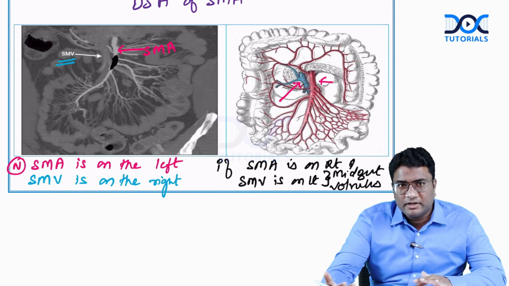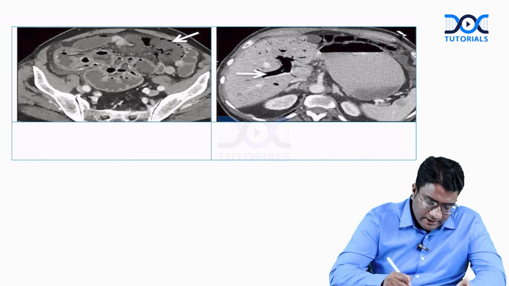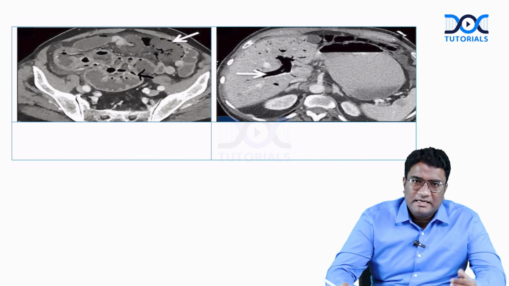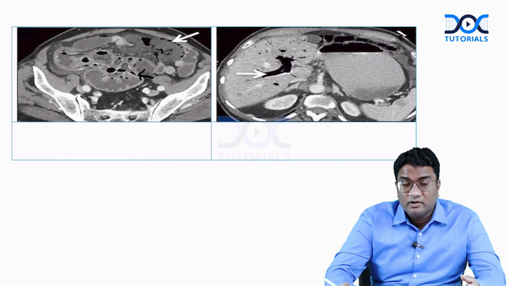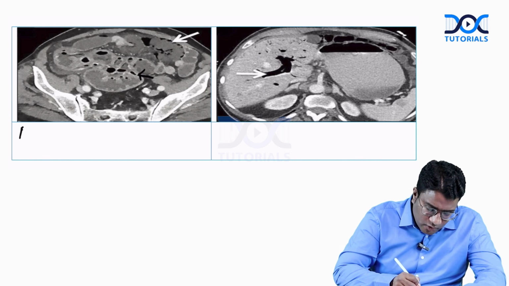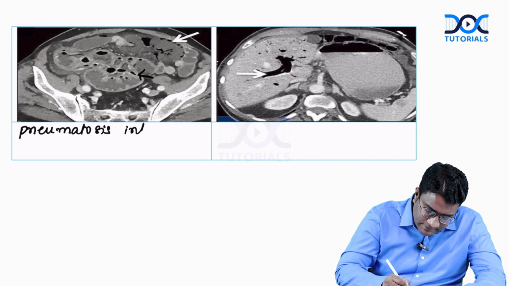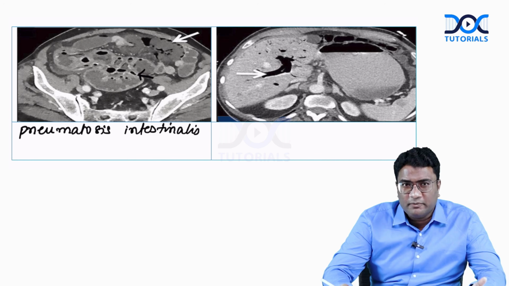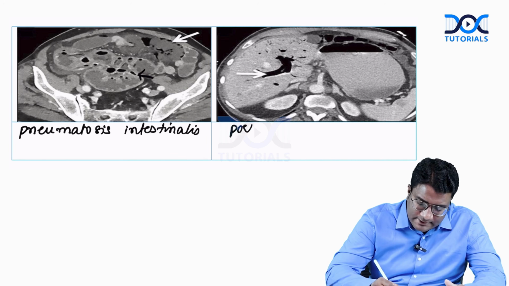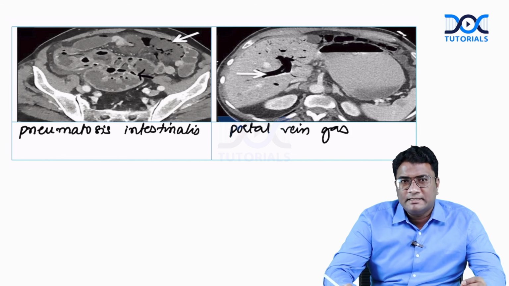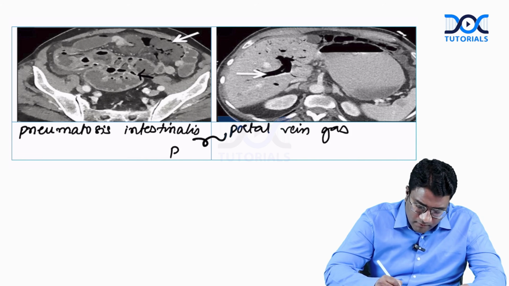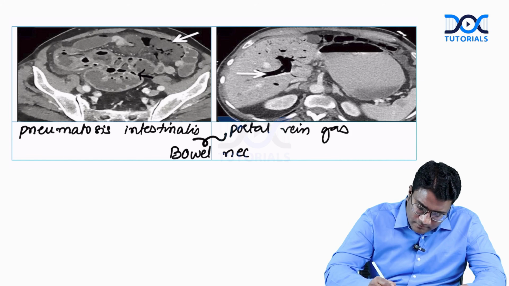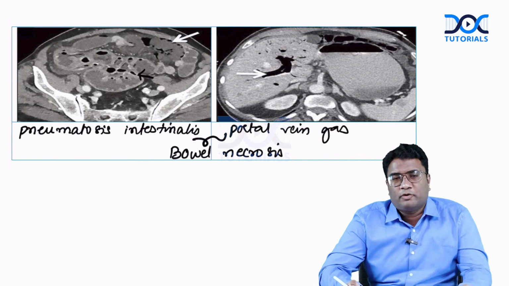And when you have acute mesenteric ischemia, you will start seeing air in the wall of the bowel. You may see edematous bowel with air inside the wall of the bowel. This is called pneumatosis intestinalis. And the air may also enter the portal vein. That is called portal vein gas. Pneumatosis intestinalis and portal vein gas are indicative of bowel necrosis and a poor prognostic finding.